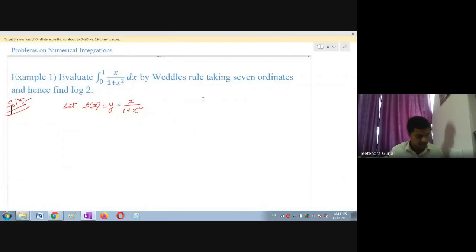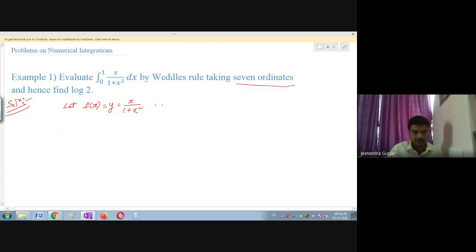And we calculate the answer using Weddle's rule. So you can see they have given y is equal to x upon 1 plus x square, and they have given 7 ordinates. So you can just check the interval here. What is the interval they have given? From 0 and 1, lower limit and upper limit. So 7 ordinates you are going to find, right?